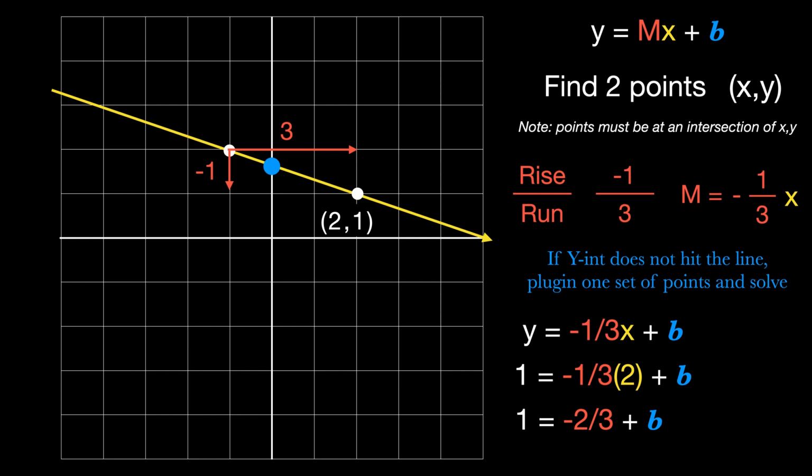Now we just add the 2/3 over to the other side to cancel it out. So plus 2/3 on both sides. And so the 2/3 cancels out on the side of b. So now we have 1 plus 2/3 equals b. So our y-intercept is going to be 1 and 2/3. Always check and see if it makes sense. So look at where that point is. Yes, that looks like it is about 1 and 2/3. So that's pretty much it.